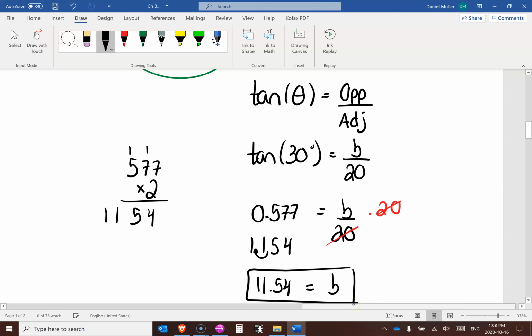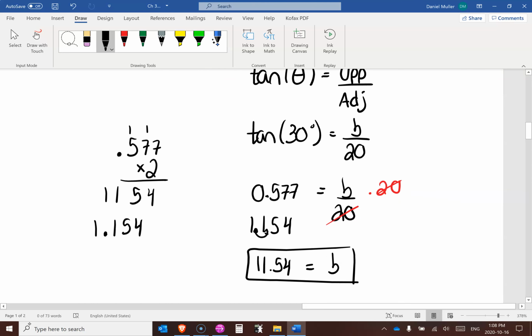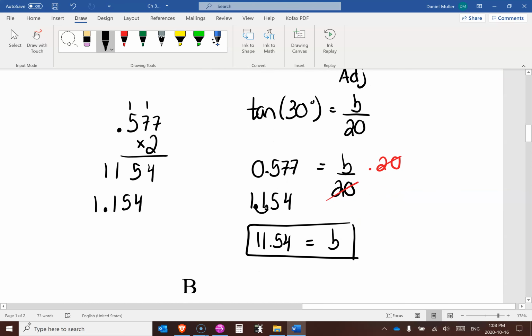So timesing by 20 there can be a little bit odd. 577 doubled is 1154, and I had to do 3 decimal places, so it was actually 1.154, but then I needed to move it over because I got to times it by the 10 as well. So that's what ended up making it 11.54.